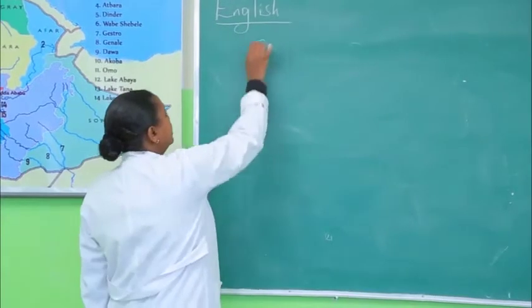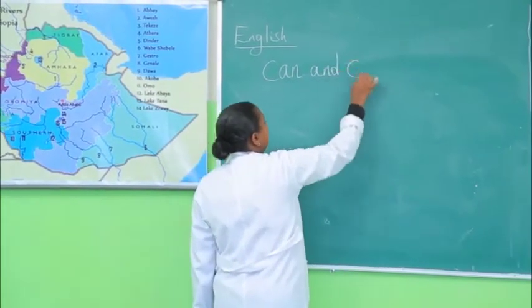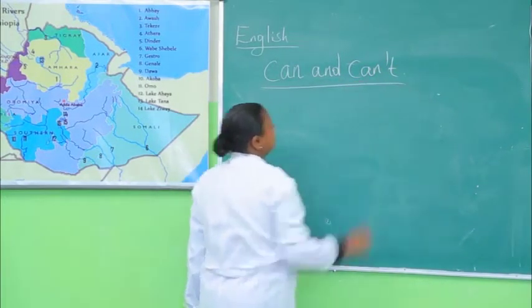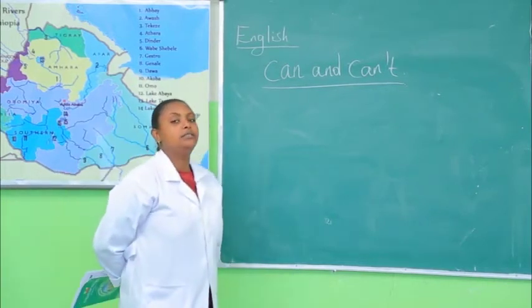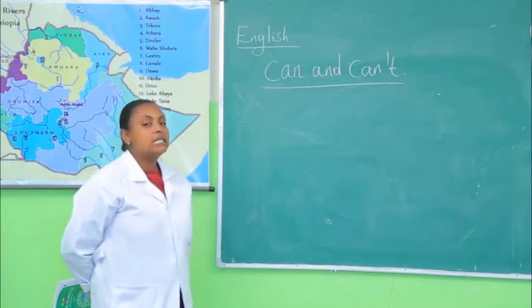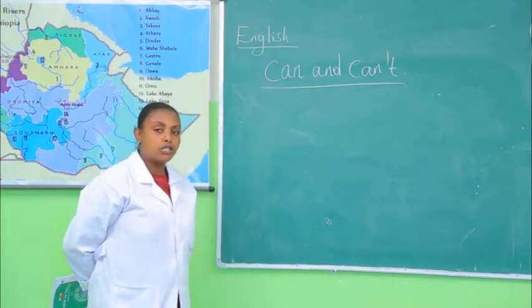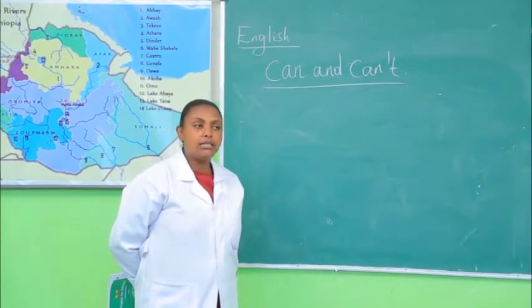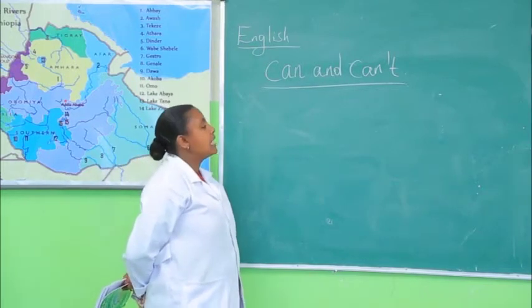So it is about can and can't. You know this structure of the grammar? I hope so, because these are very common structures that we always use to ask permissions and to tell about our abilities and permissions.